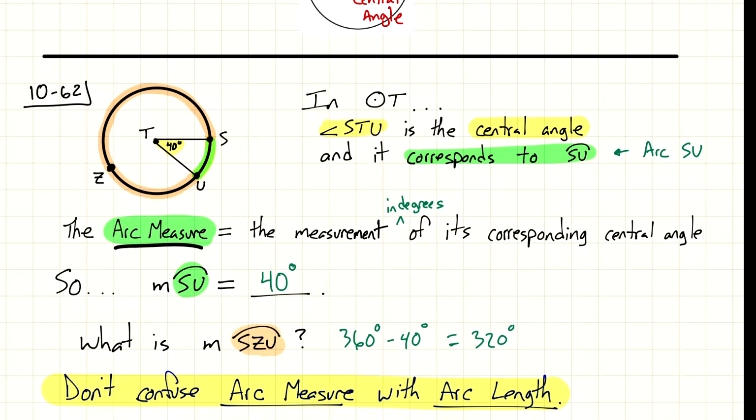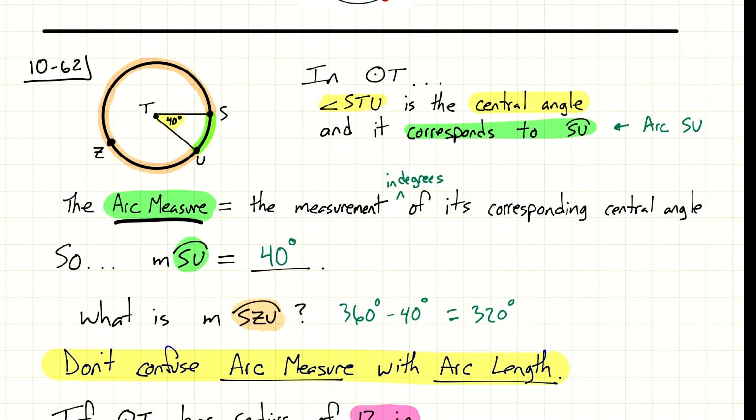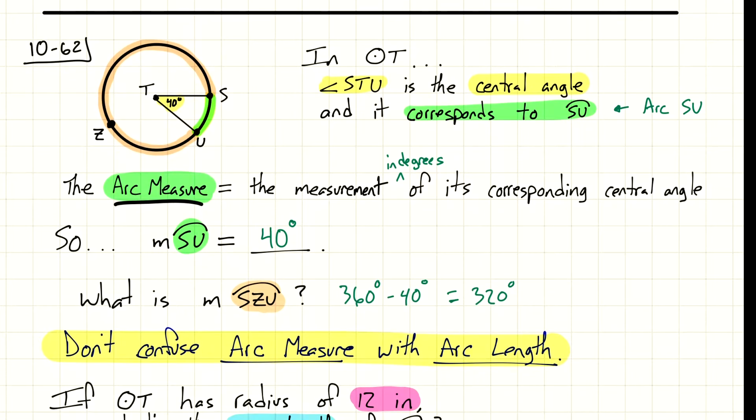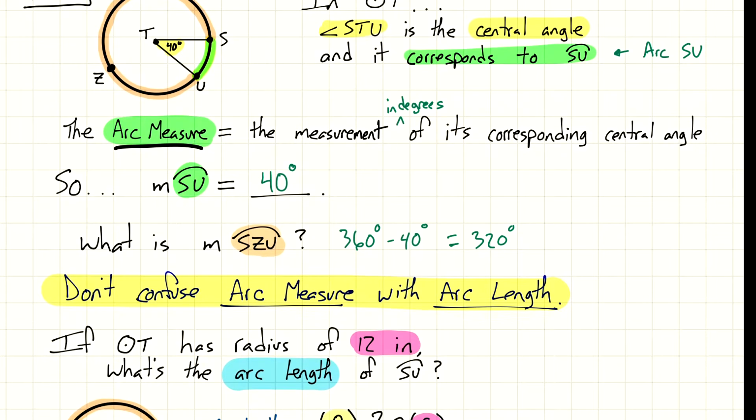Usually there's an issue with arc measure because there's confusion between arc measure and arc length. So don't confuse those. Those two things are not the same. They both talk about the arc. One talks about the measure, which is in degrees. The other one talks about the length, which we've already done before.